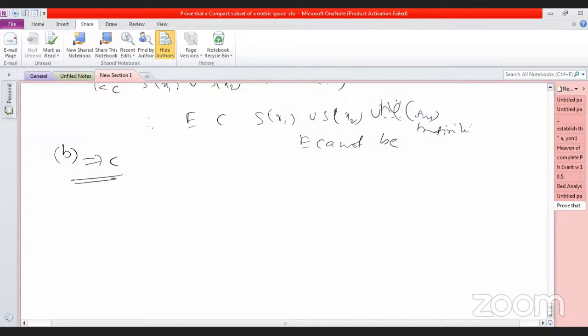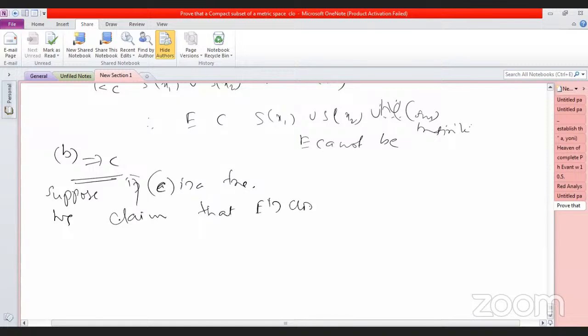What is B here? E is compact, and every infinite subset of E has a limit point in E. Now suppose C is true. We have to prove C implies A. Suppose C is true. Here we claim that E is bounded. Yes, we claim that E is closed. So see here.